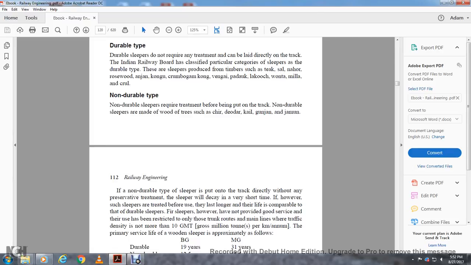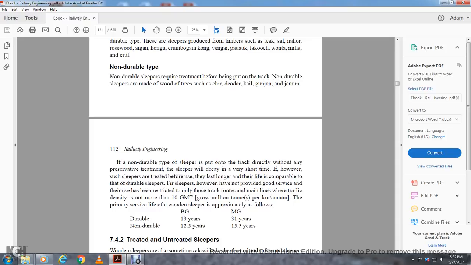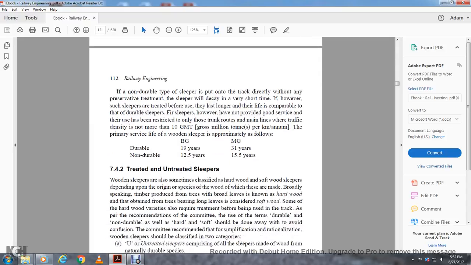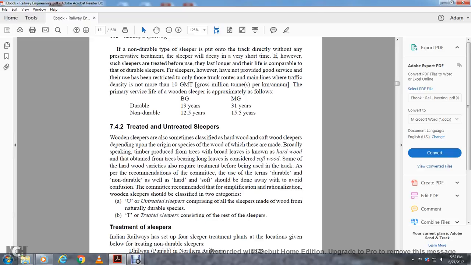They are used on restricted routes and the main line with traffic density of not more than 10 gross tons per annum per kilometer. Average service life of the wooden sleepers is approximately as follows: durable, 19 years broad gauge, 31 years meter gauge; non-durable, 12.5 years broad gauge, 15.5 years meter gauge.